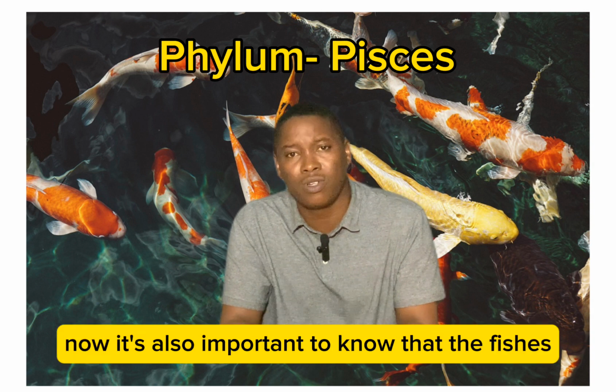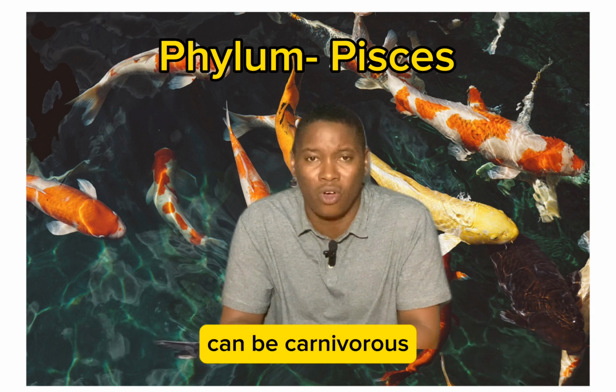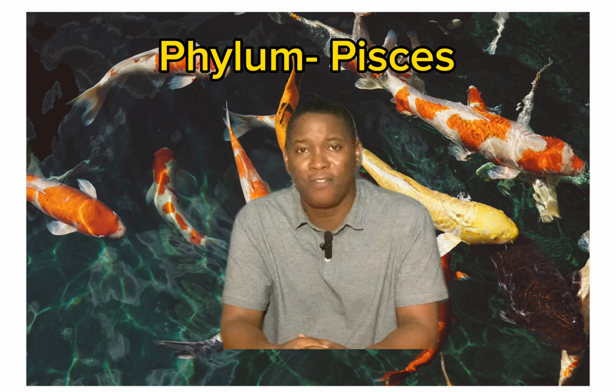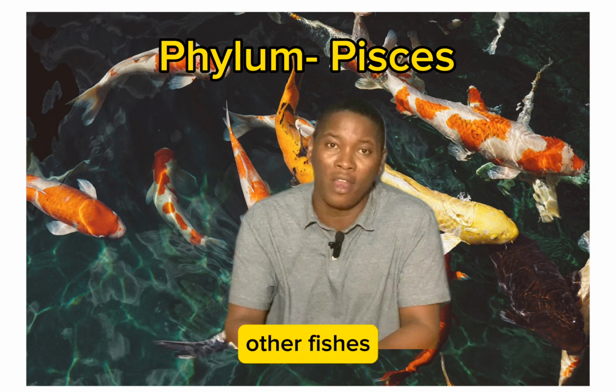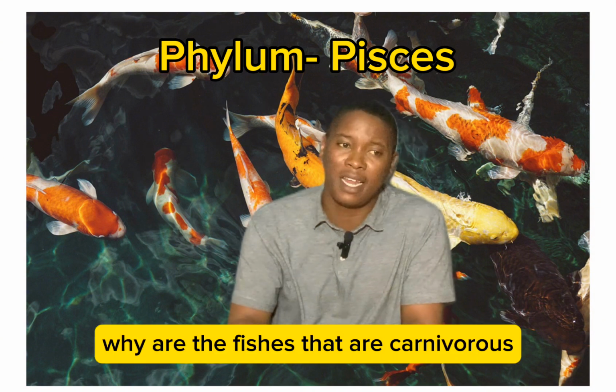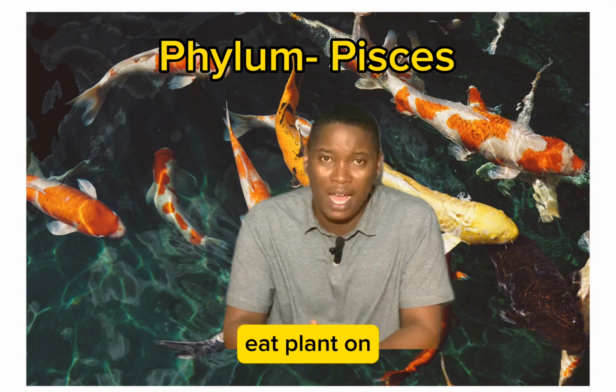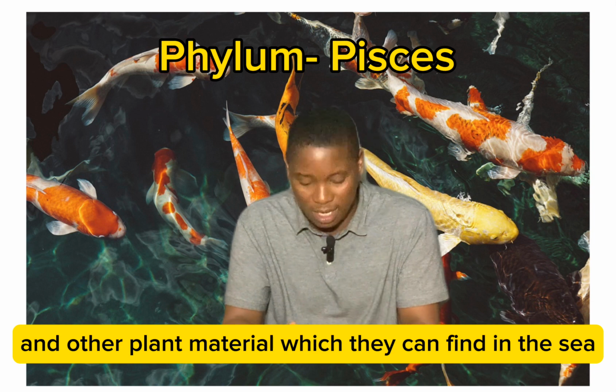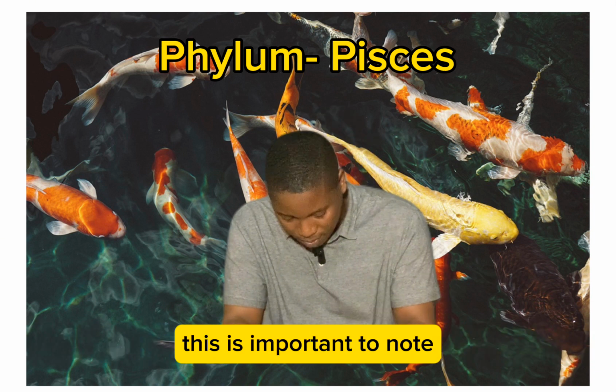Now, it's also important to note that fishes can be carnivorous or herbivorous. Fishes that are carnivorous usually eat other fishes, fishes that are smaller than themselves. While the fishes that are herbivorous eat plankton and other plant material which they can find in the sea. This is important to note.